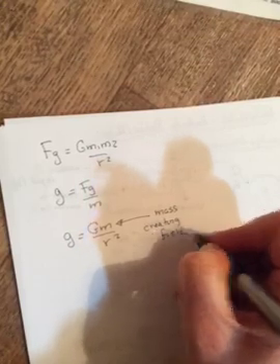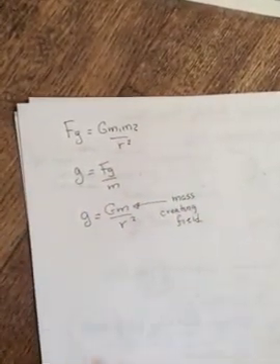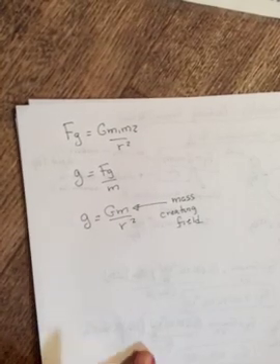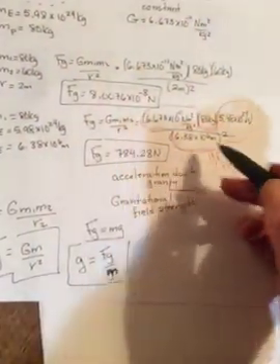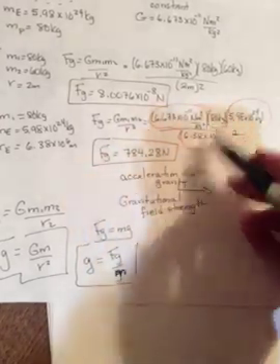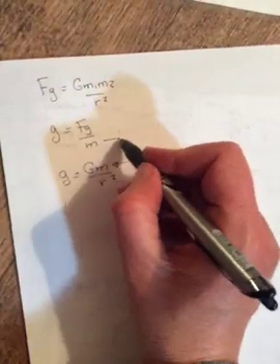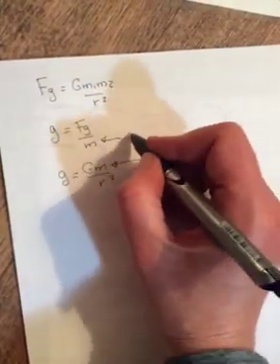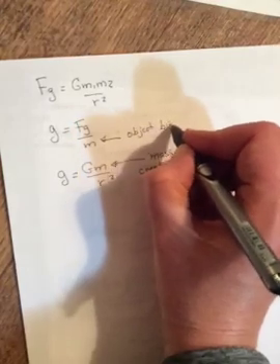If we look back at the other page, we can see that it's like the mass of the Earth. It was this 5.98, whereas this m is the 80 kilograms. It's the object being brought into the field.